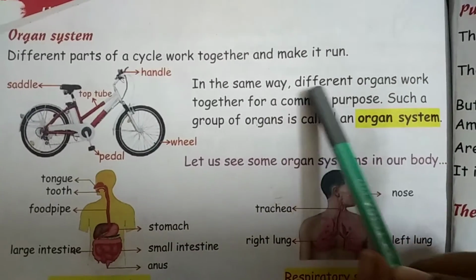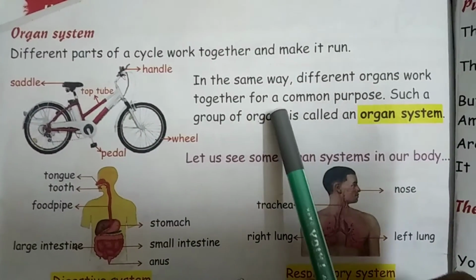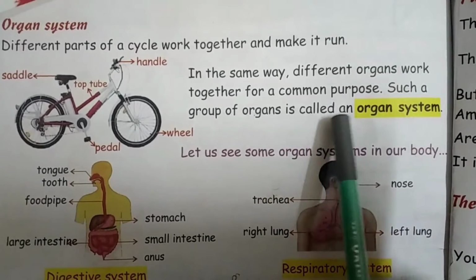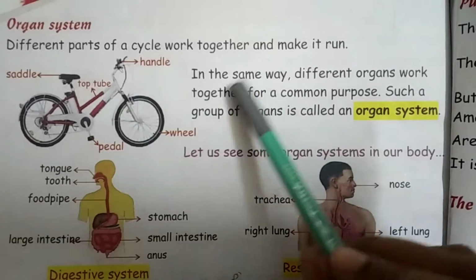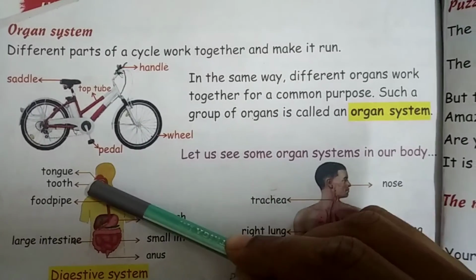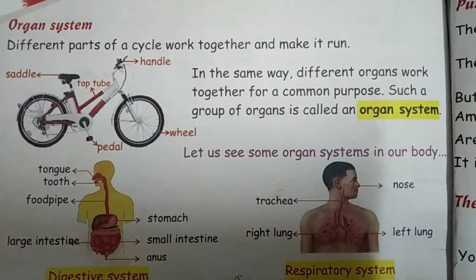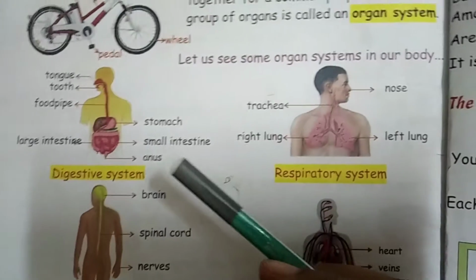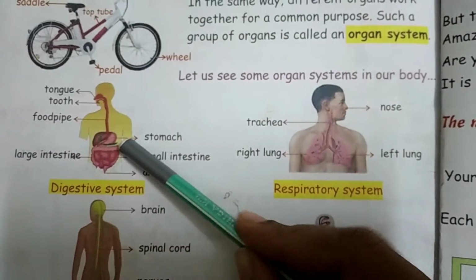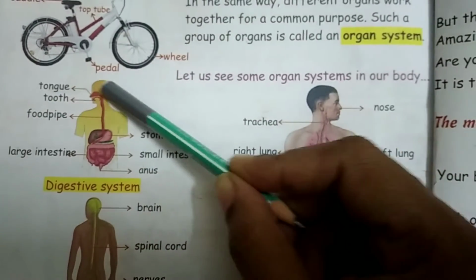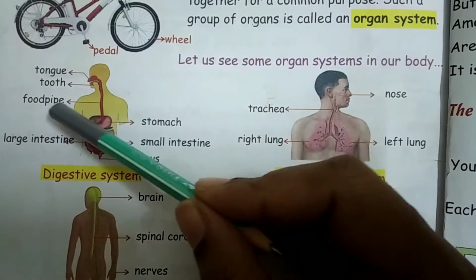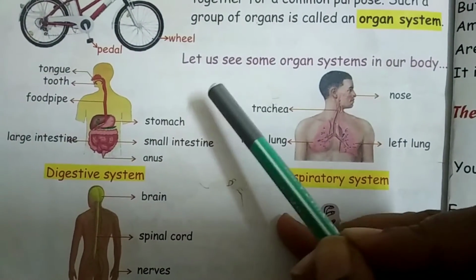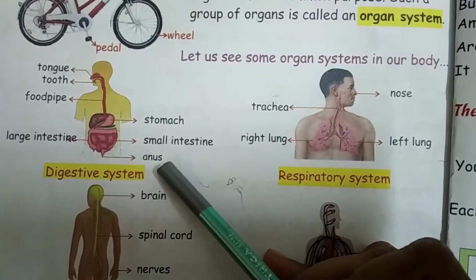In the same way, different organs work together for a common purpose. Such a group of organs is called an organ system. That means the organ systems work together to keep the human being alive. So here you can see the different organ systems: tongue, tooth, food pipe, large intestine, stomach, small intestine and anus.